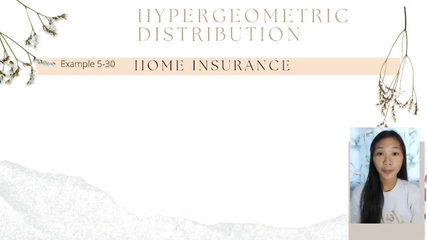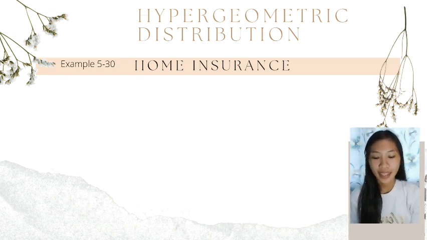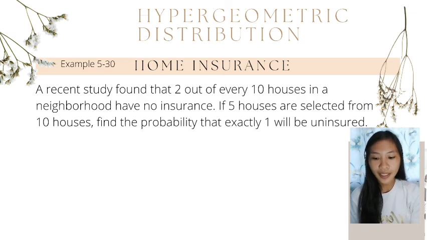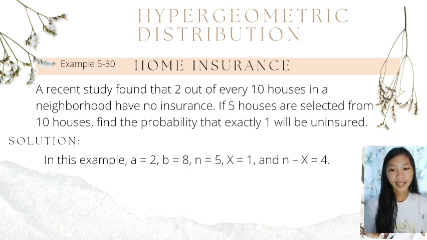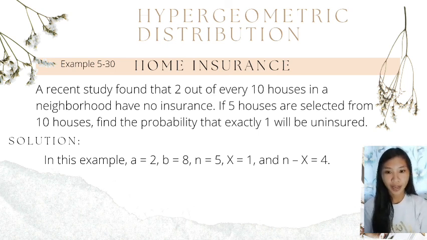Another example of hypergeometric distribution is the house insurance. A recent study found that 2 out of every 10 houses in a neighborhood have no insurance. If 5 houses are selected from 10 houses, find the probability that exactly 1 will be uninsured. In this example, A is equal to 2, B is equal to 8, N is equal to 5, X is equal to 1, and N minus X is equal to 4.